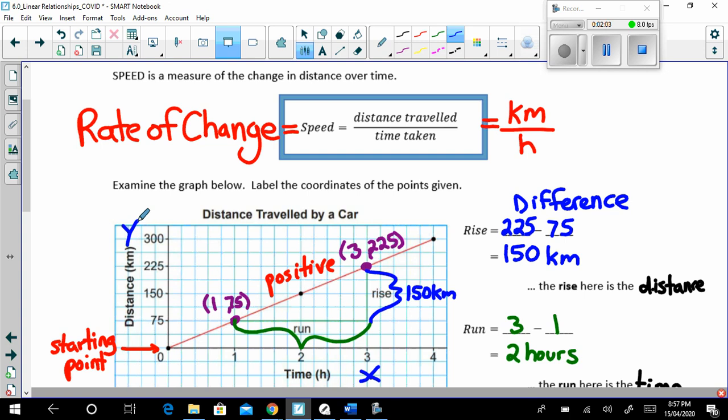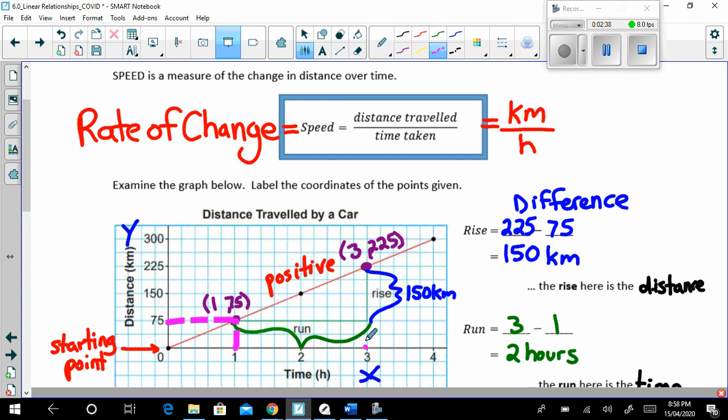To figure out the average speed that this car is traveling, we have to pick any 2 points. You can see that there are points here, here, and here. There are points all along here too, but they're not nicely on the grid lines, so they would be really hard to determine exactly what those values are. But at this spot, we can see that after 1 hour the car had traveled 75 kilometers. So that's a nice, easy one to read.